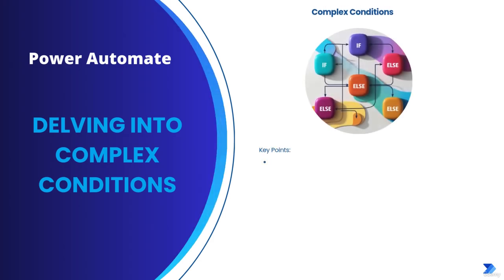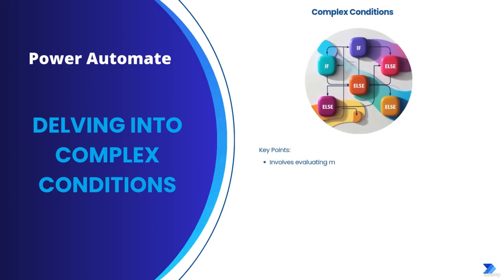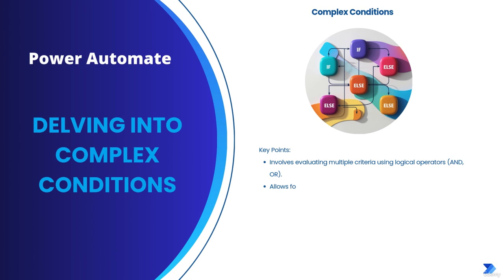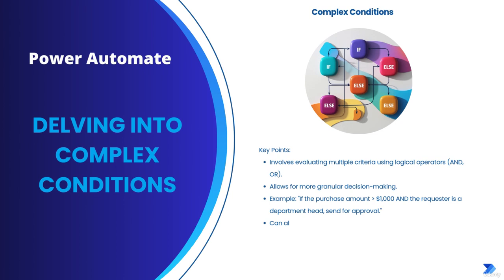Complex conditions. A complex condition involves evaluating multiple criteria, often using logical operators like AND and OR. These conditions allow for more granular decision-making and can handle a wider range of scenarios by combining multiple evaluations into one condition. For example, consider a complex condition. If the purchase amount is greater than $1,000, and the request is made by a department head, send it for approval to the director. In this case, the condition involves two criteria.